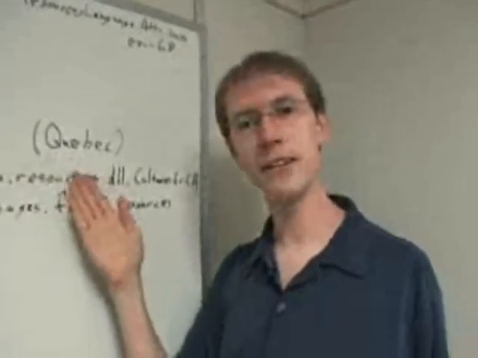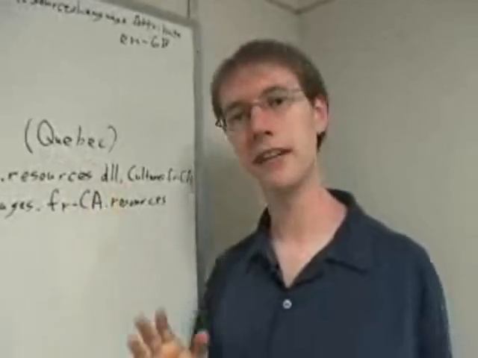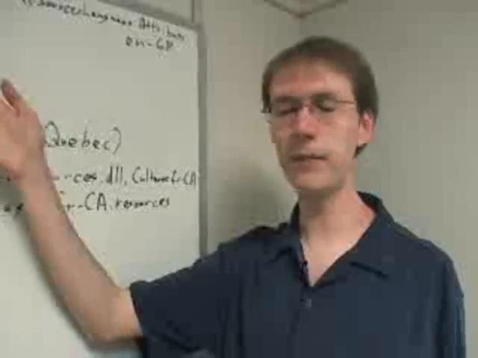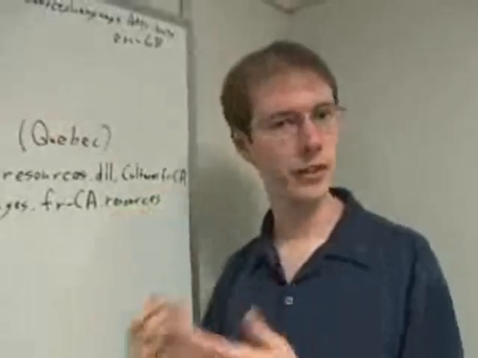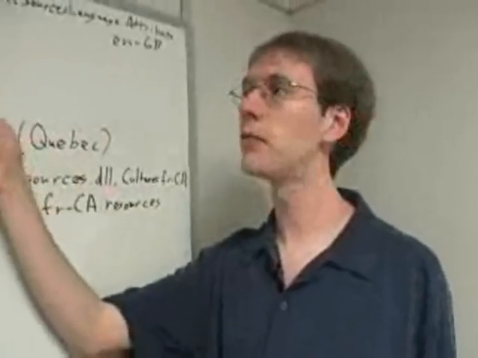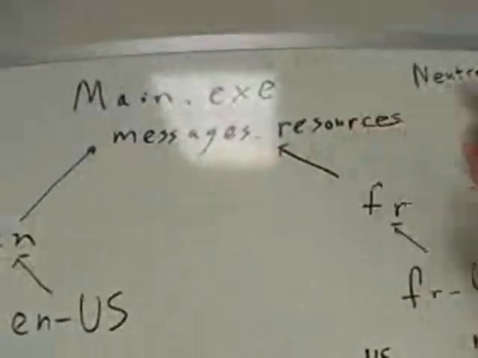If we can't find this, or this satellite assembly does not contain your resources, we then fall back to the French satellite assembly, and we try to load that. If we can't find the French assembly or your resources aren't there, we then fall back to your main assembly and give you your neutral resources.